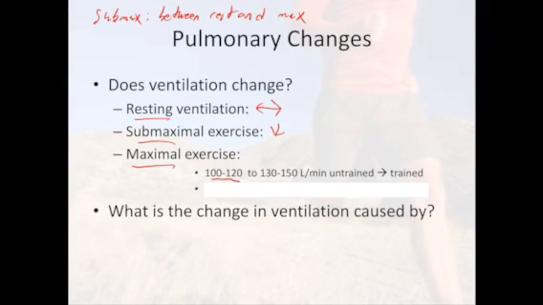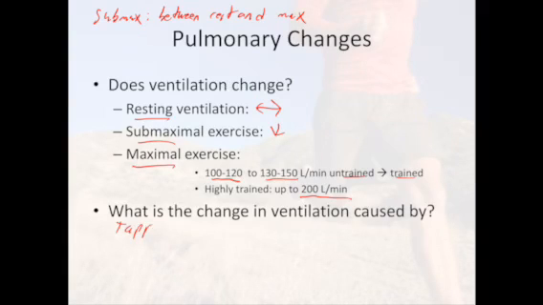We can see changes like this, maybe maximal ventilation from 100 to 120, up to 130 to 150, going from untrained to trained. I've seen ventilations up over 200 liters per minute in some of our students here at Point Loma, so they can get quite high. And that change in ventilation, what's it caused by? Is it caused by changes in the lungs themselves? The lungs get stronger? Not really, okay?